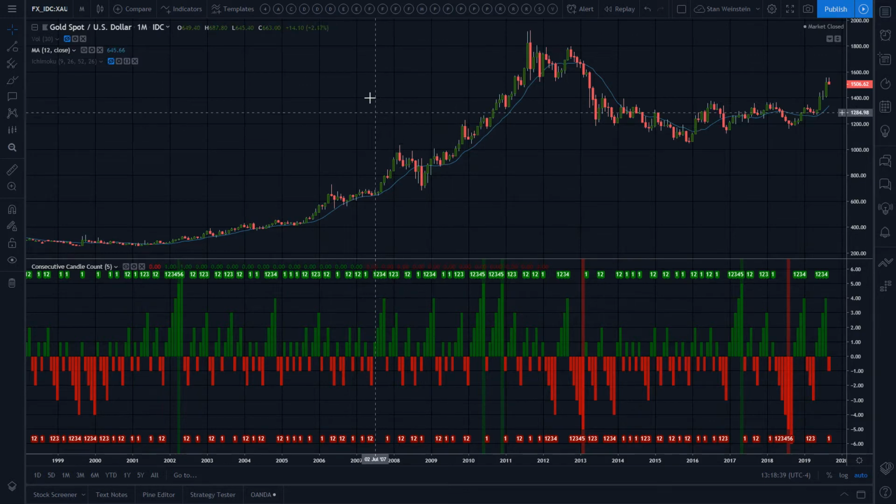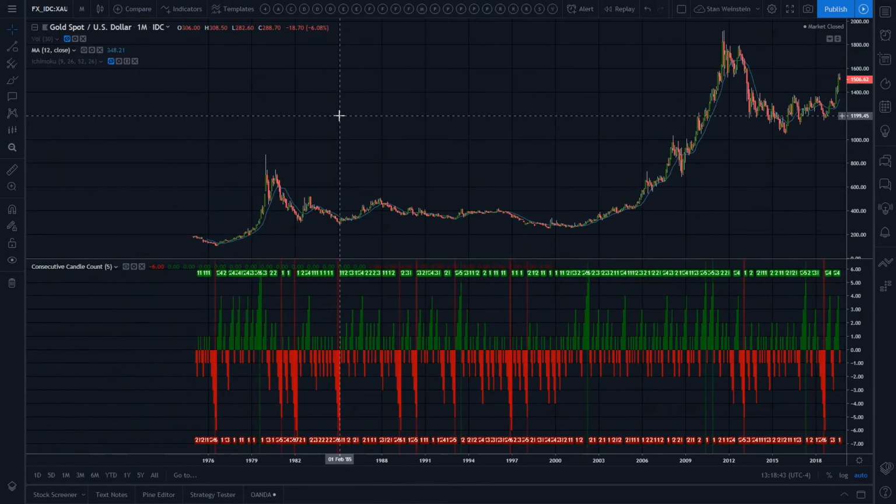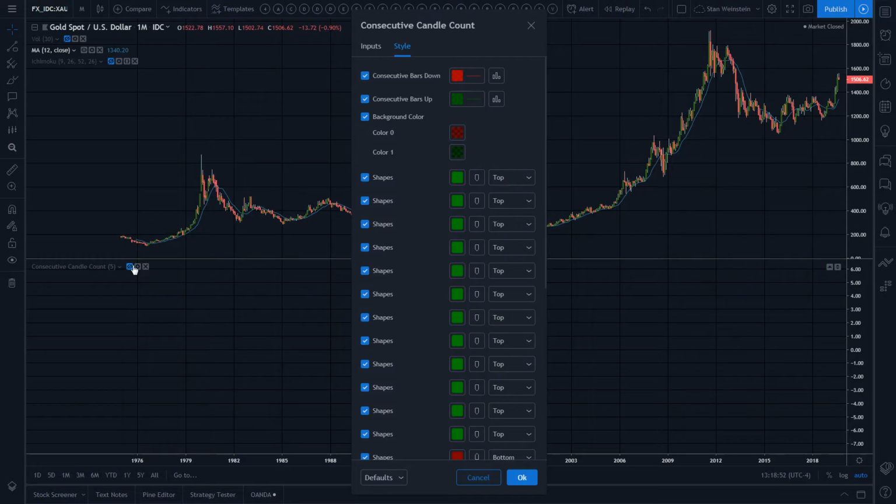So right now I popped up the gold chart and look at that. A lot of data all the way back to 1976, and this is pretty cool. The consecutive candle count. If you have gap ups or gap downs, it doesn't work too well. But on spot gold, usually there are fewer gaps than on the futures. First thing, I'm going to remove the consecutive bars down. I don't want to play with that. I just want the green ones.